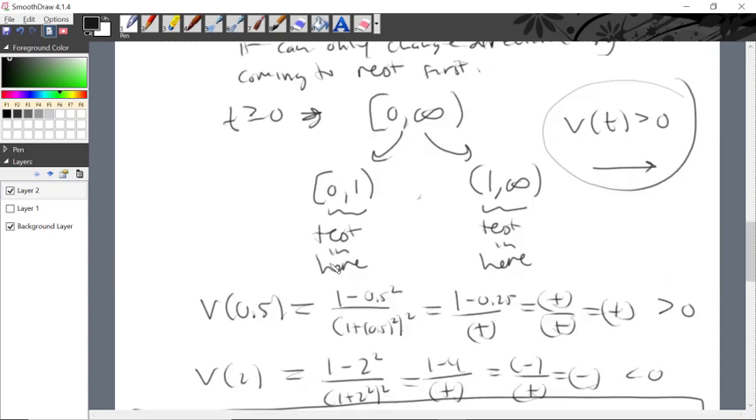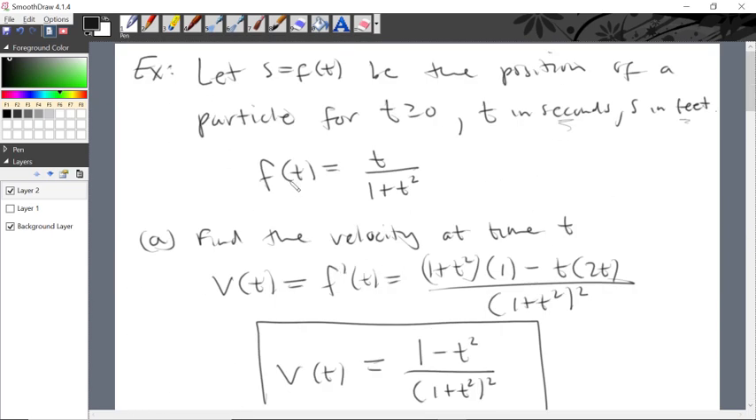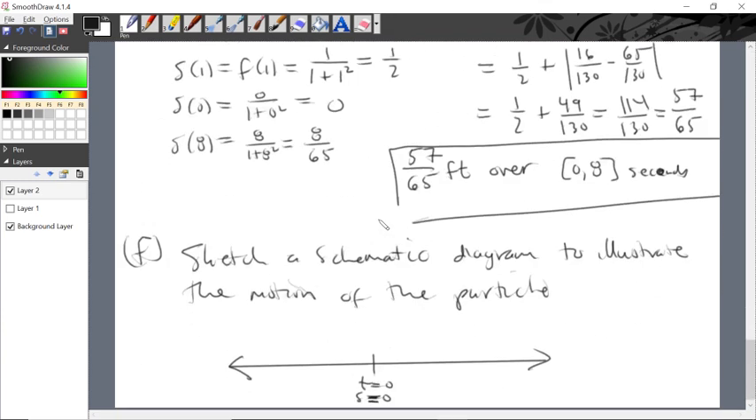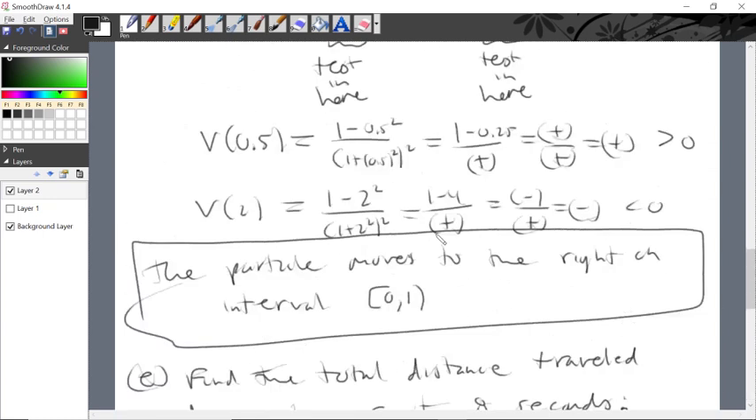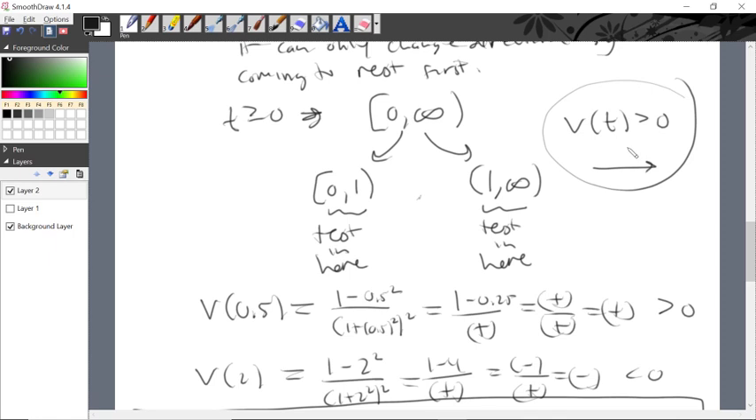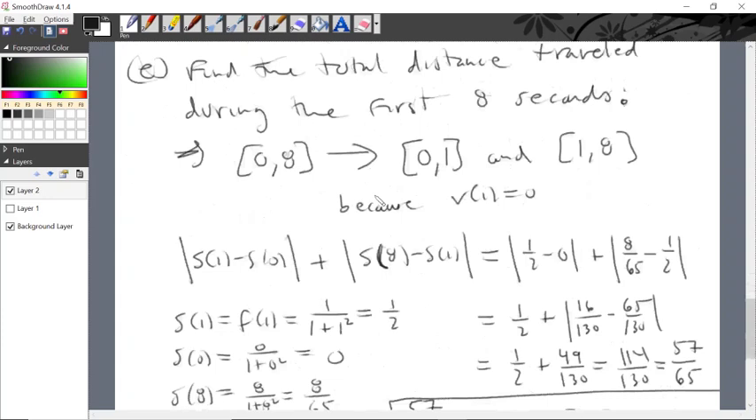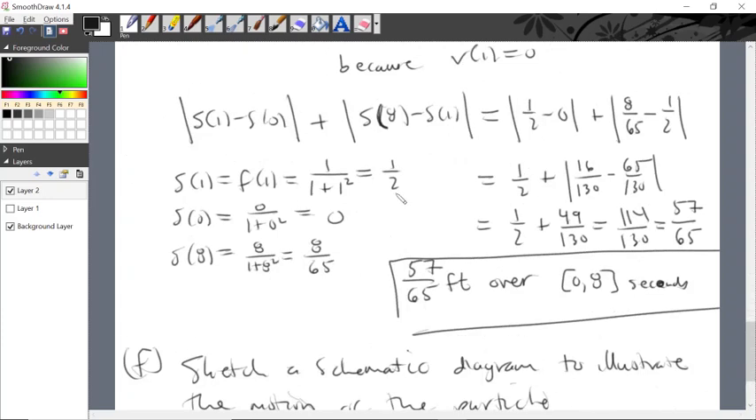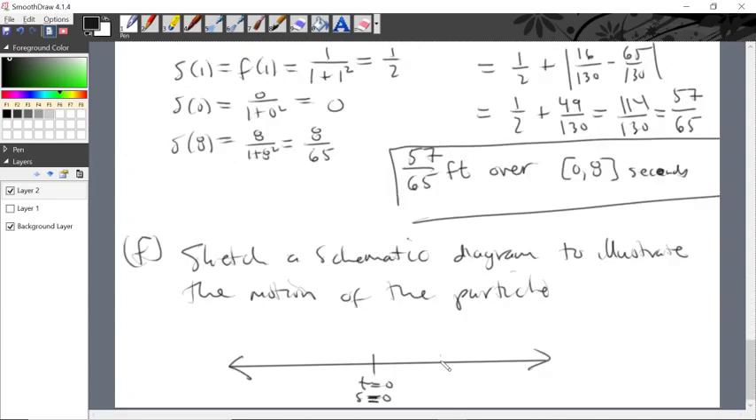When time is equal to 0, it depends on the actual position function, right? We see by plugging in t is equal to 0, we get the position is equal to 0 for this particular model. Okay, so it starts at t is equal to 0. And then it travels to the right. We found it travels to the right on the interval 0 to 1. And when it gets to time is equal to 1, the position becomes 1/2.